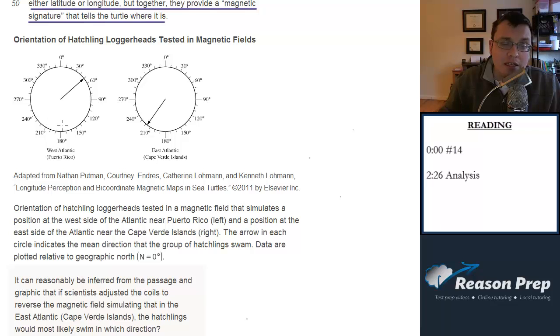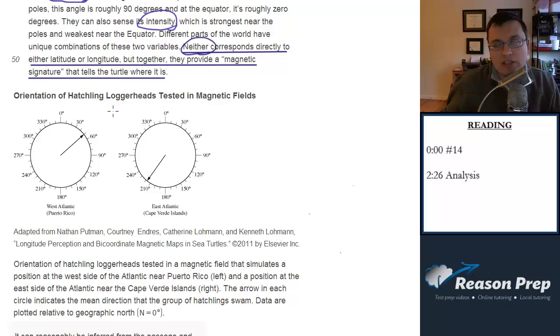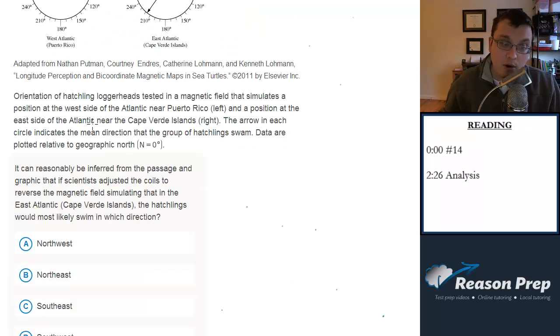I don't think the graphic is... we can use the graphic too. Let's do both. Let's use the text and the graphic so we can see how they work. So we're starting with the magnetic field, simulating that in the East Atlantic, but then we're going to reverse it. And we want to know, when we start with the East Atlantic orientation and we reverse that field, what direction did the turtle swim?